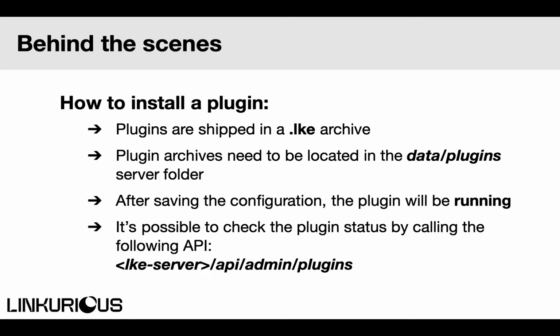A plugin is shipped in a .alk archive. All the plugins that are available in our GitHub page can be downloaded in this format. And once you have this archive, what you need to do is to place the archive inside the data/plugin folder of your server. Once the plugin is in this server, what you need to do is just to save the configuration file. We will see later how to configure the plugin. And after the configuration is saved, the plugin will be up and running.